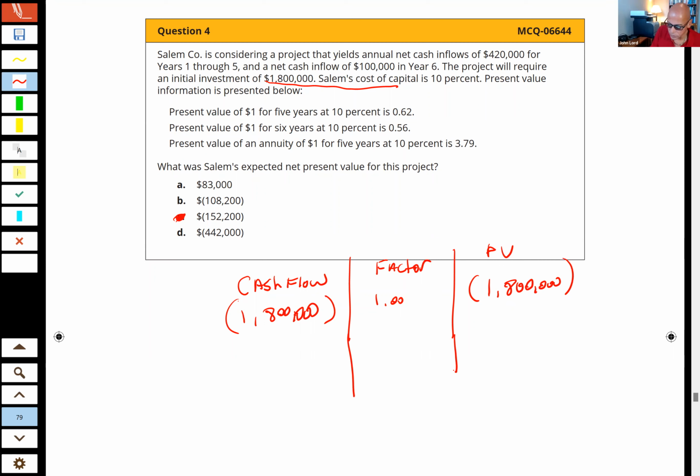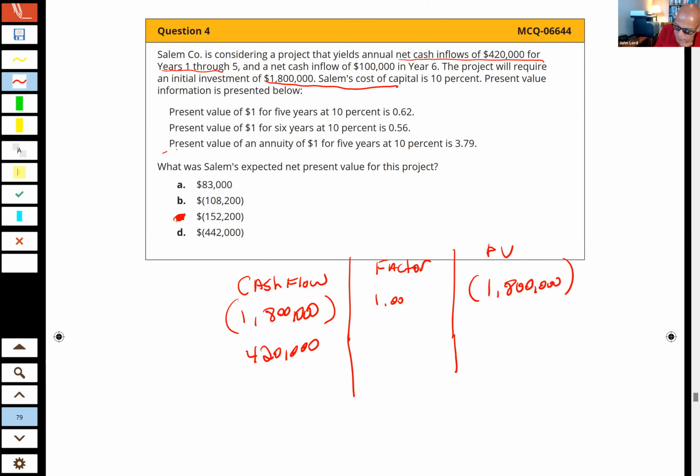Then I look and they tell me, and this question was kind of an easier question because they didn't make me consider any tax shields or tax rates, after-tax amounts here. So that was good. I have this 420,000 that's going to be coming in on this project, presumably while I'm doing it. And it's consistent for years 1 through 5. And they give me the present value of the annuity for 5 years. So I go ahead and pick up that factor.